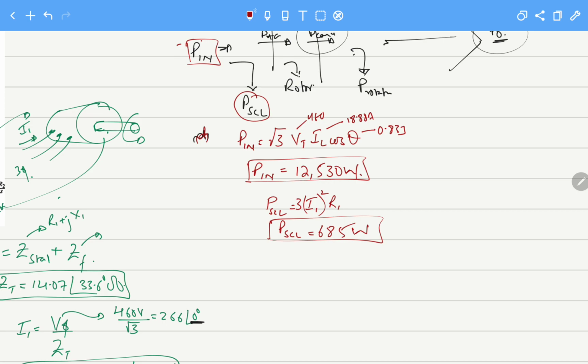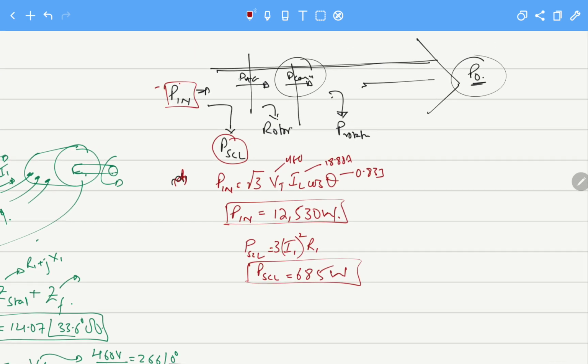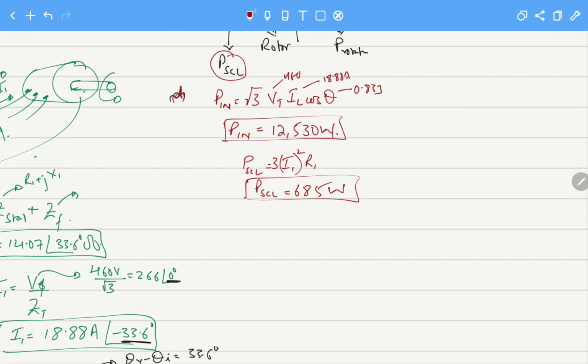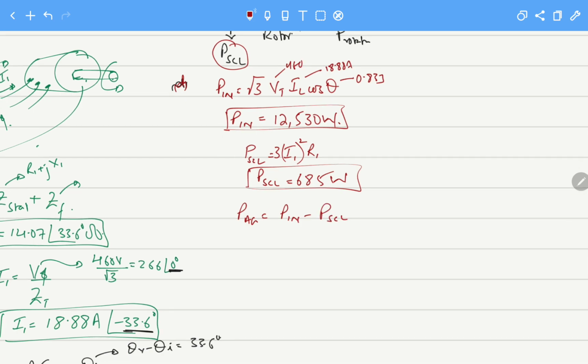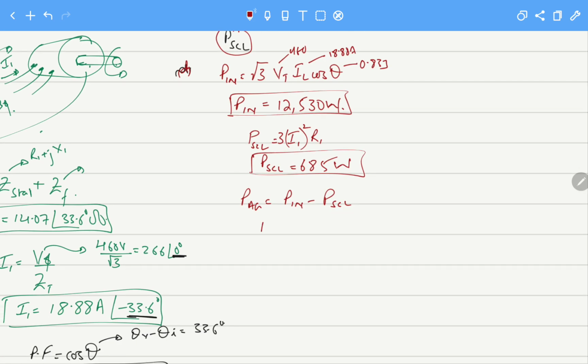So when we have this value, the air gap power at this point can be calculated: P air gap is equal to P in minus the stator copper losses, and this P air gap will become 11,845 watts.